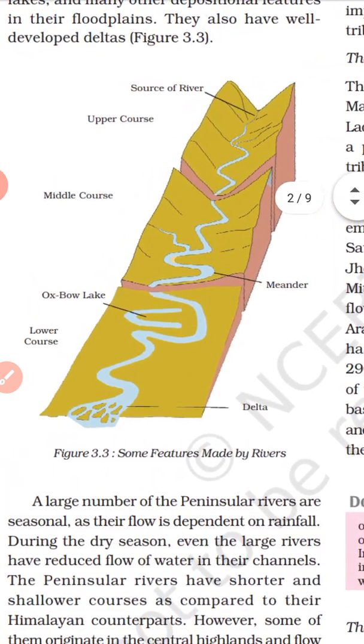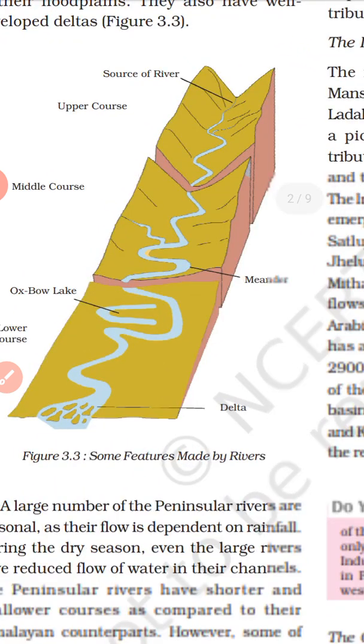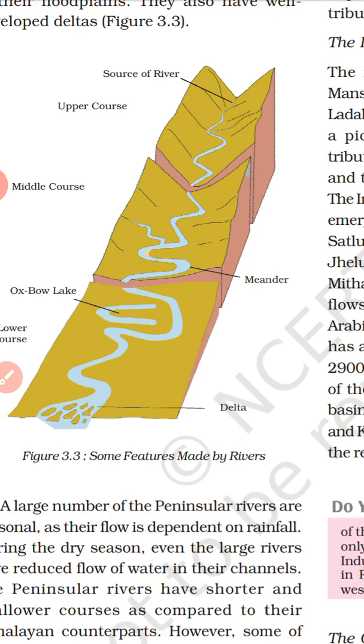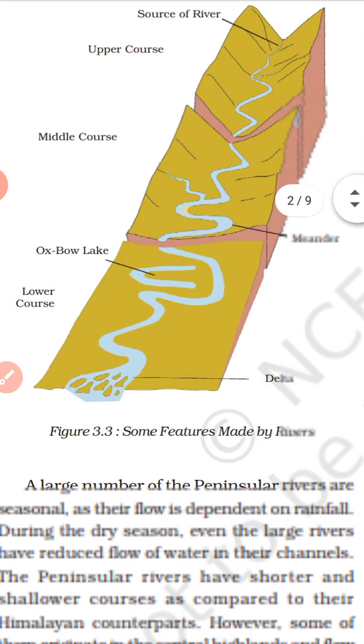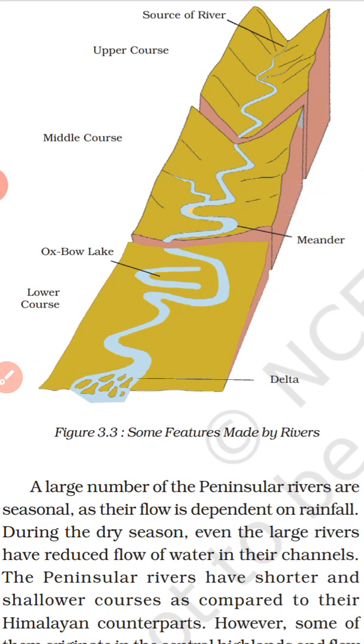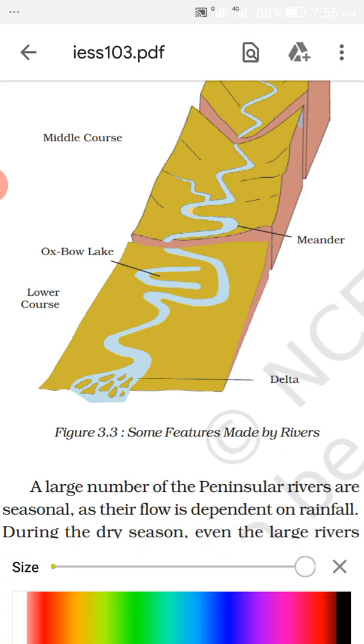In this picture you may easily understand: in the upper course, the source of rivers, it is straight. Then slightly, when it has silt and sediments, it starts to curve in the middle course, and here it forms the meanders. And then after that, what happened? The river left its part in some places, and then the Oxbow Lake is formed.